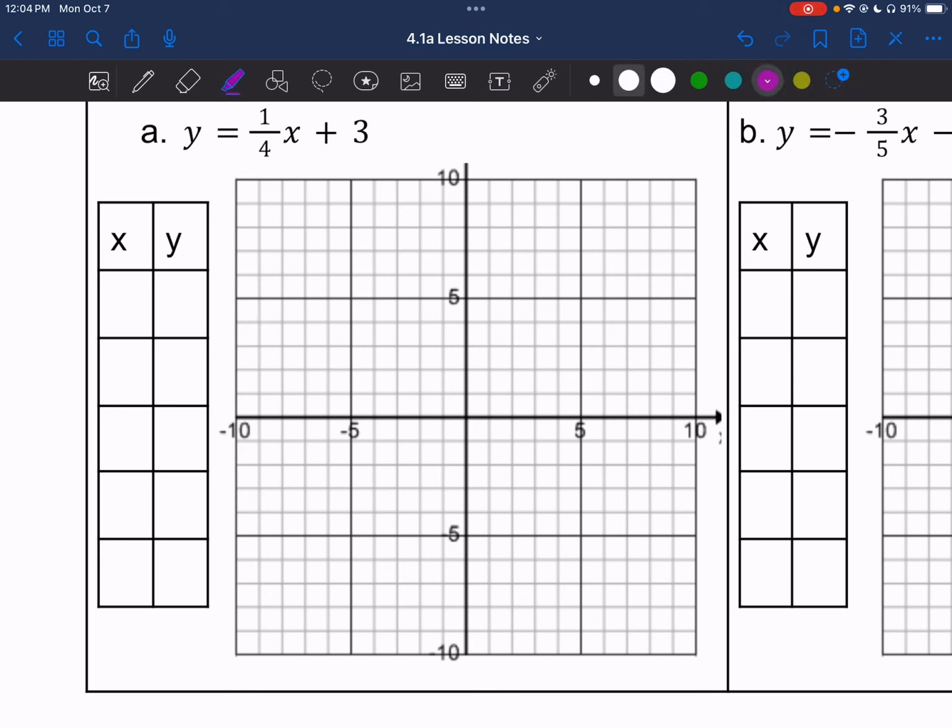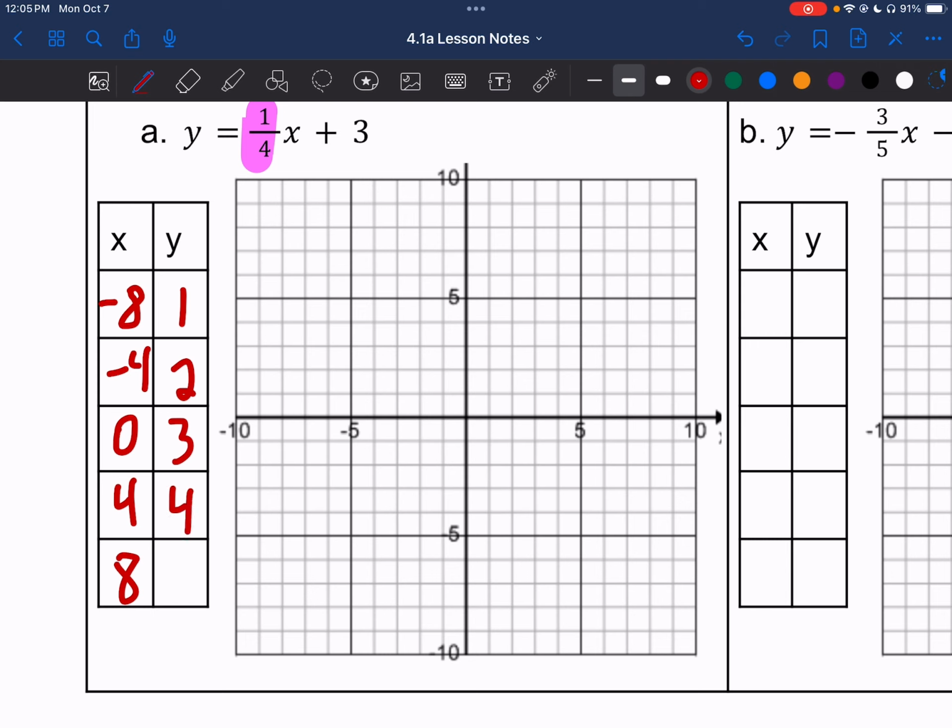Instead, we're going to look at our slope, our fraction. And I'm going to look for values that are multiples of 4 that will make my fraction go away. So my x values will be negative 8, negative 4, 0, 4, and 8. Why am I picking these? I'm picking these because they are multiples of 4 that will get my fraction to be gone. All right, so negative 8 times 1/4 is going to be negative 2 plus 3 is 1. Negative 4 times 1/4 is negative 1 plus 3 is 2. 0 times 1/4 is 0 plus 3 is 3. 4 times 1/4 is 1 plus 3 is 4. 8 times 1/4 is 2 plus 3 is 5.